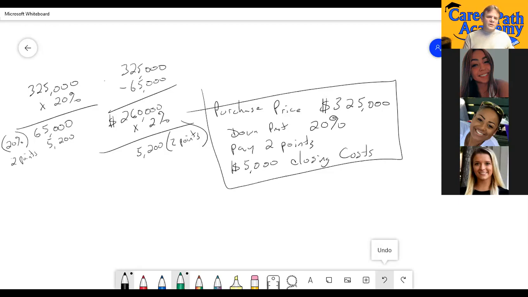and $5,000 in closing costs. Add them up. Oh, I forgot to add the 65,000. 5,200 plus 5,000 plus 65,000. This person needed $75,200 to purchase this property. That's a lot of do-re-mi, huh?